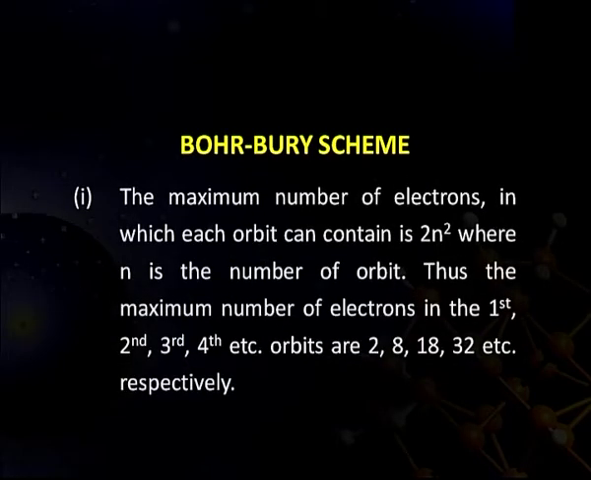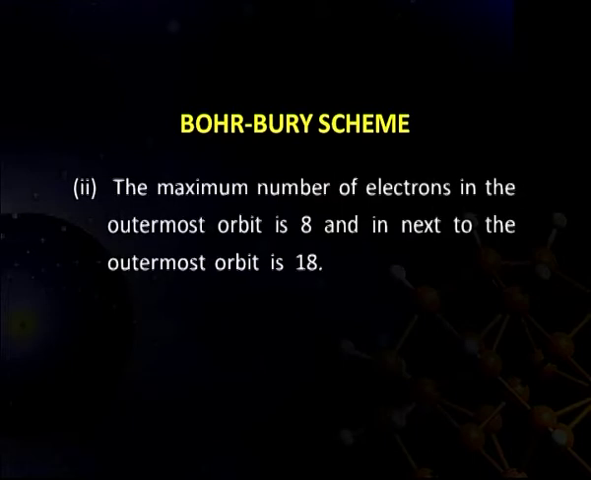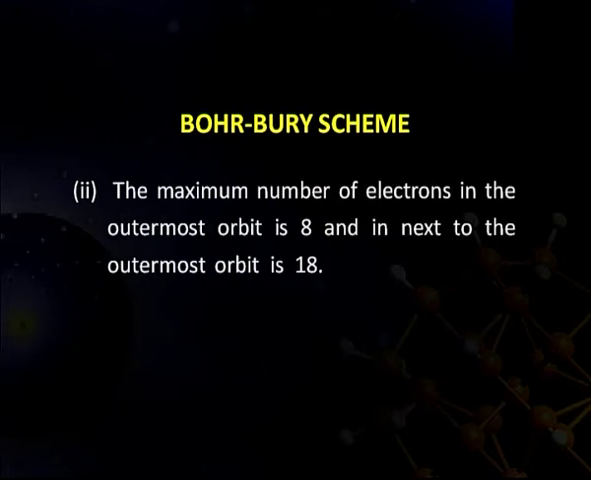In 1921, Bohr and Bury simultaneously put forward two identical schemes for the arrangement of electrons in an atom, which is as follows. Number 1: the maximum number of electrons which each orbit can contain is 2n square, where n is the number of the orbit. Thus, the maximum number of electrons in the first, second, third, fourth orbits and so on is 2, 8, 18, 32 respectively. The maximum number of electrons in the outermost orbit is 8 and in the next to the outermost orbit is 18.